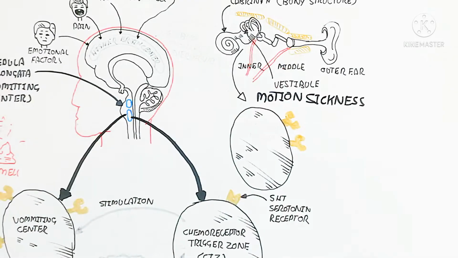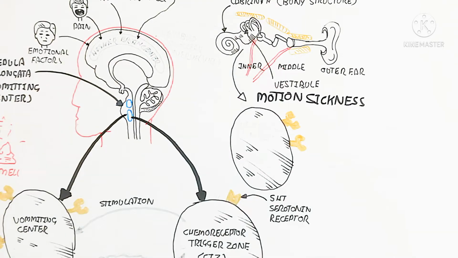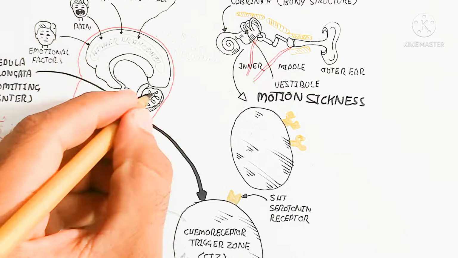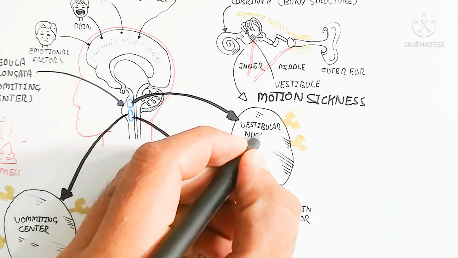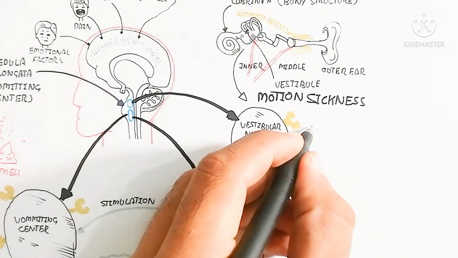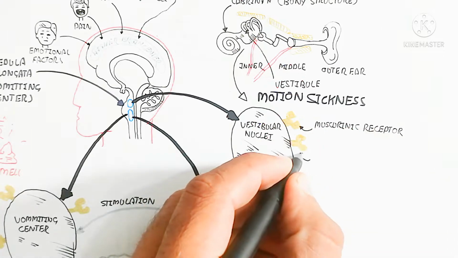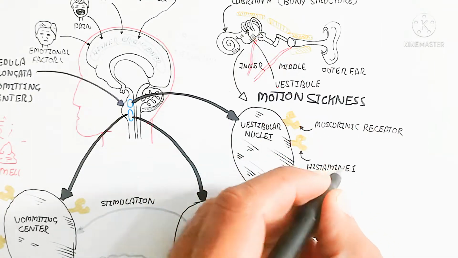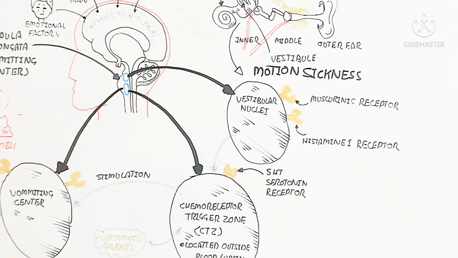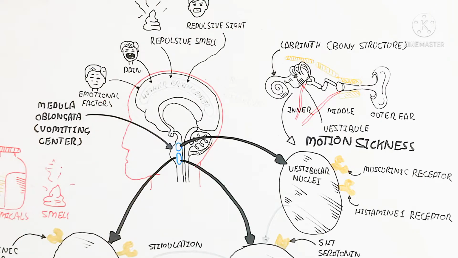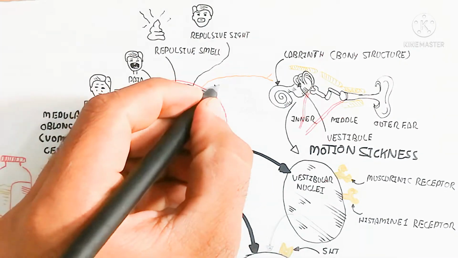Motion sickness is caused by stimulation of the vestibular nuclei present in the medulla oblongata. The medulla contains vestibular nuclei, as you can see, and these contain a muscarinic receptor and also a histamine 1 receptor. The muscarinic receptor and histamine receptor are triggered by the nerves and histamine release to trigger the vomiting center.